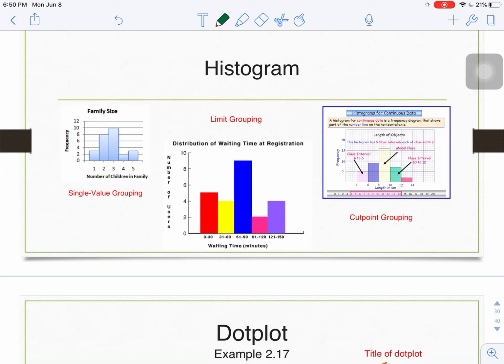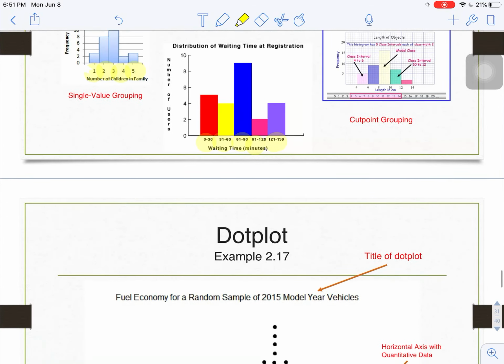For your histogram, I have examples of what each of them would look like. So for our single value grouping, that's going to be the first histogram because you can see that we are looking at discrete values. For your limit grouping, there are still discrete measurements even though it's a range. And then for cut point, when you don't see that range written down, it's the 4 up to 6, 6 up to 8, 8 up to 10.